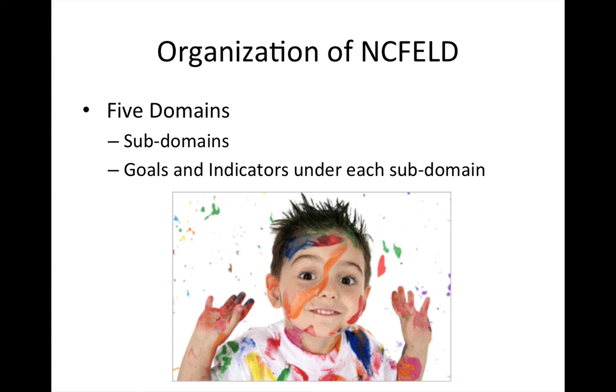So now we're going to look briefly at the organization of North Carolina Foundations. It is organized in the document with 5 domains. There are 5 developmental domains. And following each introduction of the domain, you're going to find the goals and developmental indicators. These goals and developmental indicators are guidelines that describe expectations for what children will learn prior to kindergarten, starting with infancy and covering all ages through kindergarten entry.